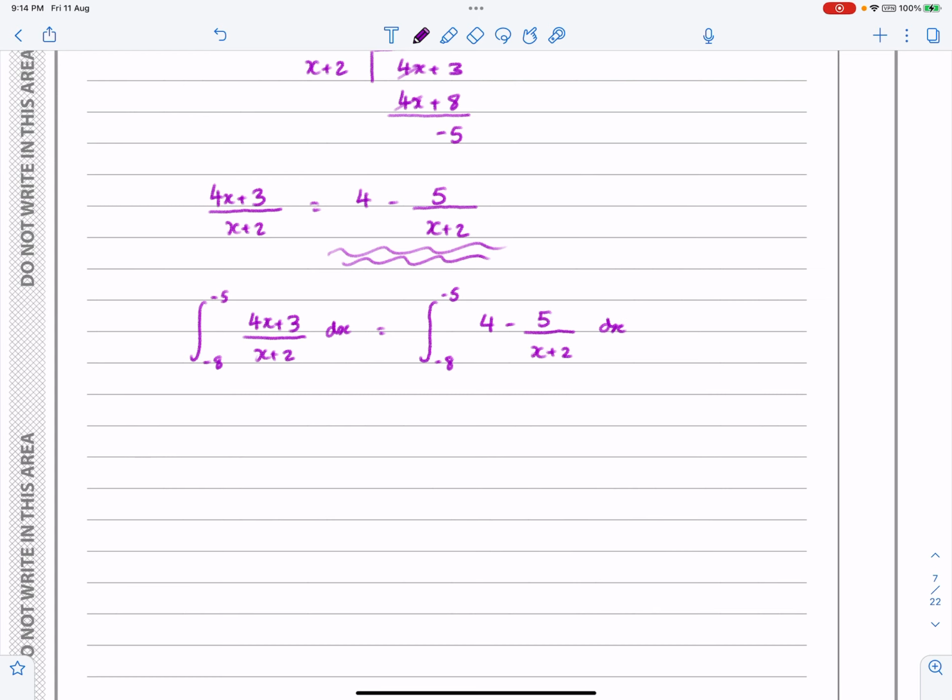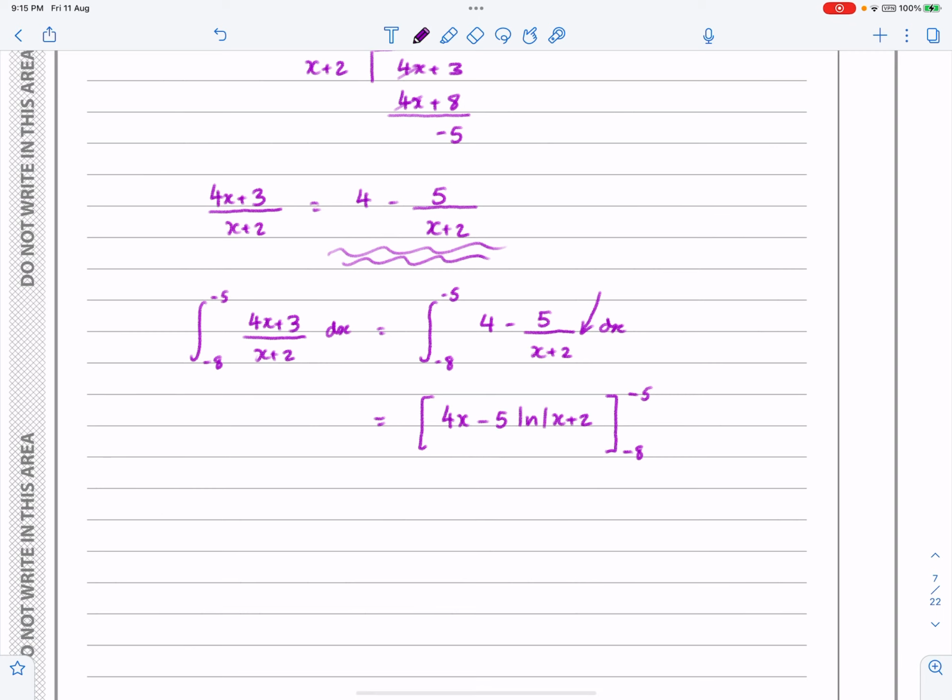Okay, so when we're integrating this then, the integral of 4 is no problem. It's 4x, and hopefully you can recognise 1 over x. I know it's 5 over (x plus 2), but 1 over x is the type of function, and that's a log. So if I'm doing that, 1 over (x plus 2) would give me log (x plus 2), minus 5 lots of that is going to give me that between -5 and -8.